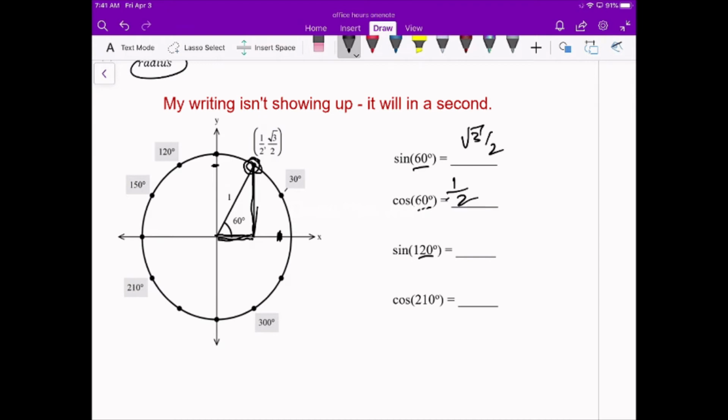120 degrees is right here. The sine ratio means the y-coordinate. The y-coordinate is that tick mark that goes with root 3 over 2. It's also the same as the y-coordinate for the 60-degree angle. So root 3 over 2, and again, we're not dividing by a radius of 1.